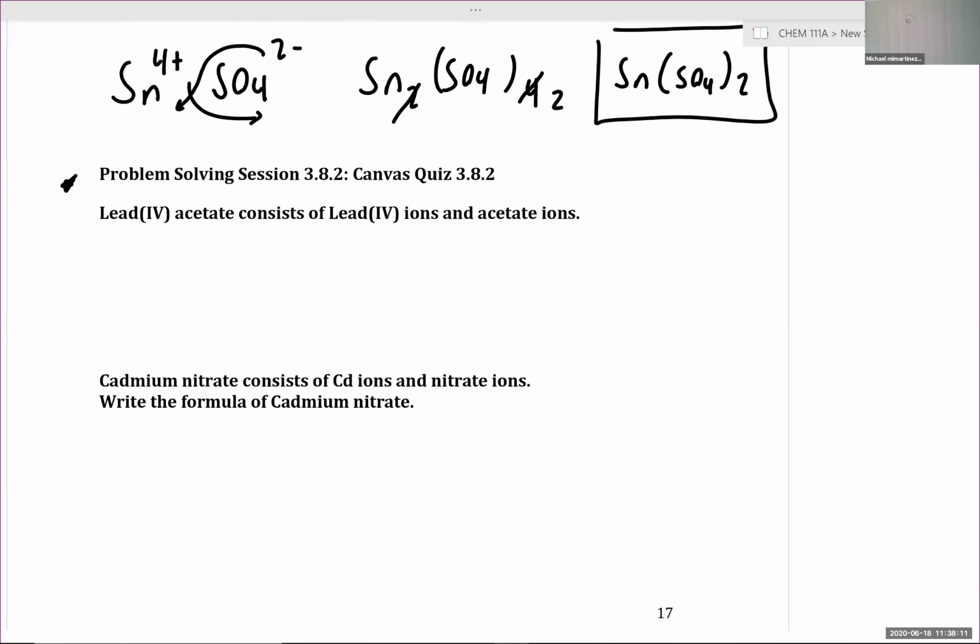Let's try to get a few more responses in the chat. We just want a reasonable pool of students, so that way I can provide some feedback and see how the class is doing on those problems. And just make sure you're double checking the charges for each of these component ions using the charge rules.